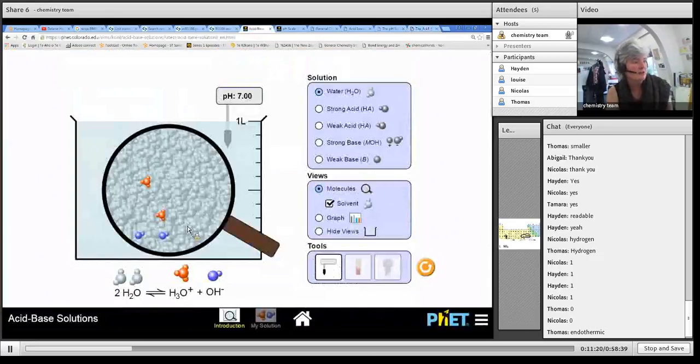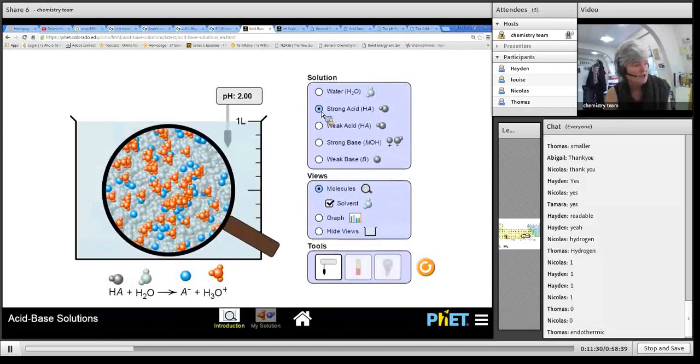But let's first go on back to here. We've got water, and we've looked at that equilibrium. Now we're going to look at a strong acid. Now if I put in a strong acid like HA, it could be hydrochloric acid, nitric acid. A strong acid, by definition, dissociates completely. So if it dissociates completely, will I have any HA molecules in solution?